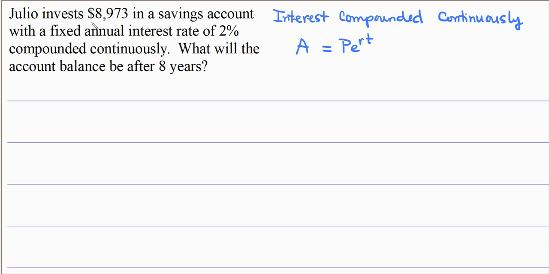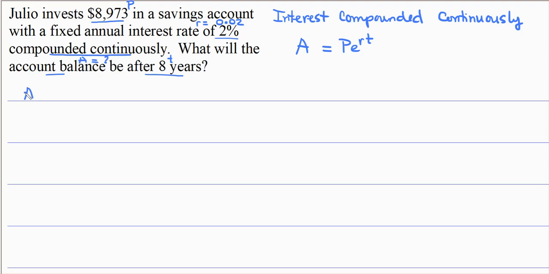Julio invests $8,973 in a savings account with a fixed annual interest rate of 2% or 0.02, compounded continuously. What will be the account balance after 8 years? So we have the principal, we have the rate. We want to find the amount after 8 years. So A is what, and we have t.